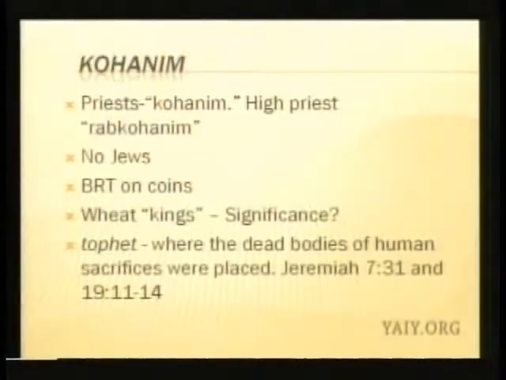They had the initials BRT on their coins, the Hebrew word for covenant. They knew they were covenant people. They were wheat kings of the area. What's the significance of that? They had the blessings, an abundance of grain that they could export.